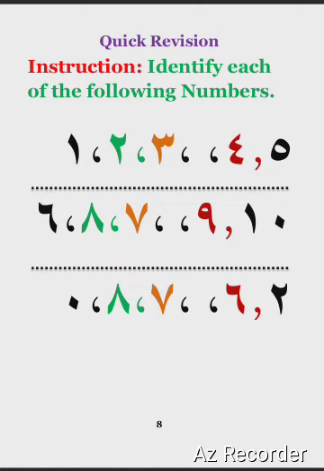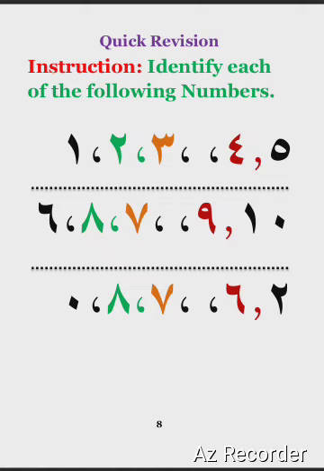Let's try to read the numbers again, starting from the left to the right. Number 1 is what? Wahid. Then Ithnan. Then Thalatha. Then Arba'a. Then Khamsa.